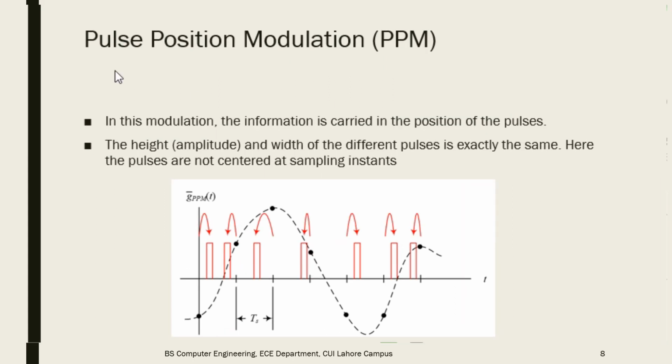The third type of pulse modulation is pulse position modulation. In this modulation, the information is carried in the position of the pulses. You can observe that the height and width of different pulses is exactly the same. All pulses are at the same height, and the width is also the same. But the pulses are not centered at the sampling instant. These are sampling instants. Some pulses are close to the sampling instant, whereas some pulses are far from the sampling instant. In this way, we are basically transferring our information.